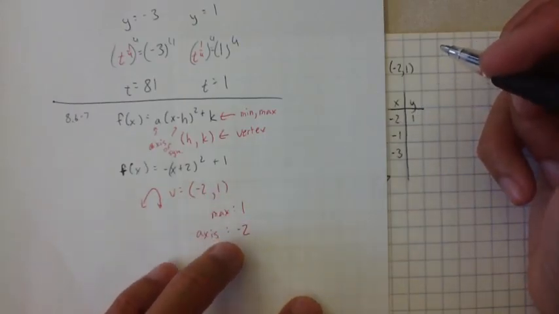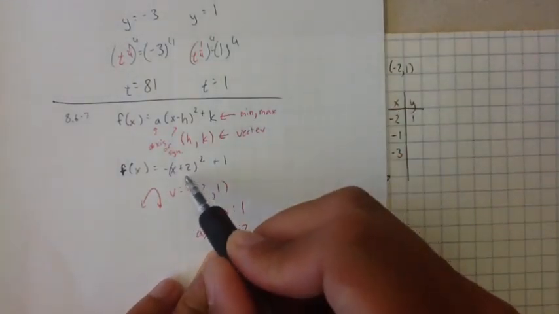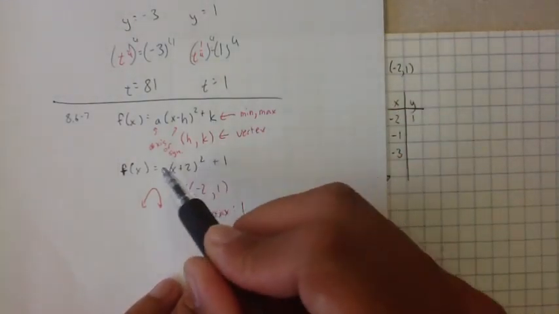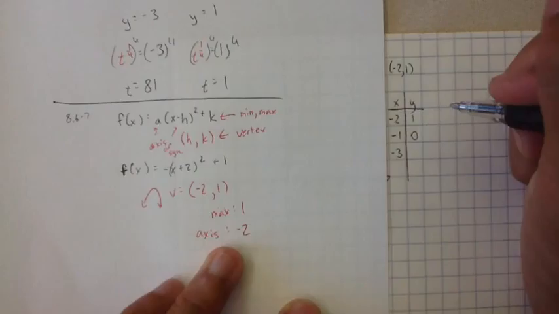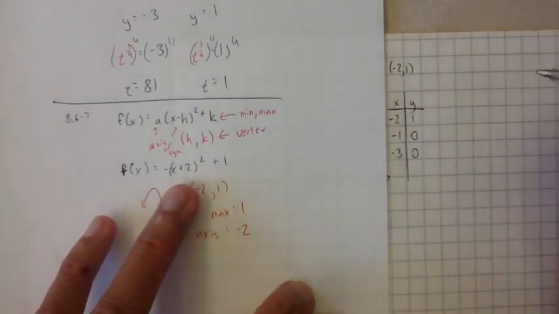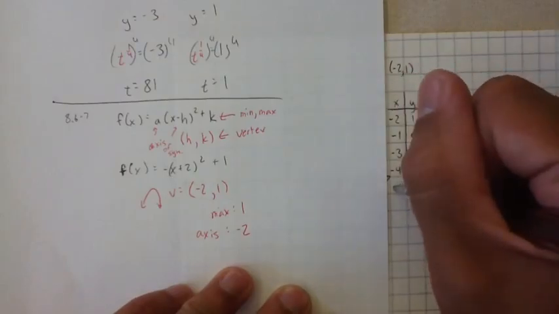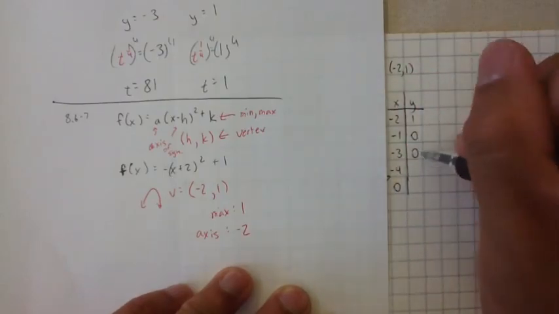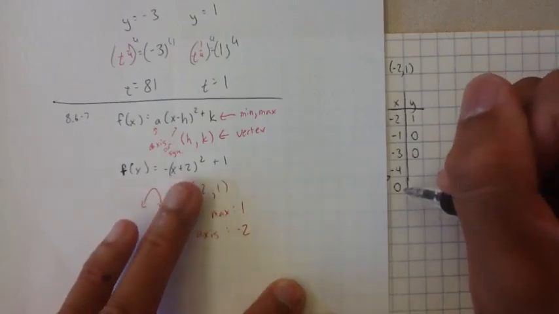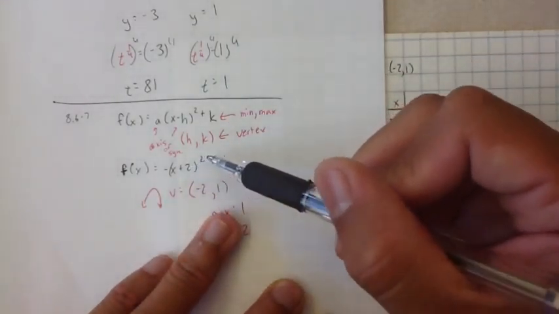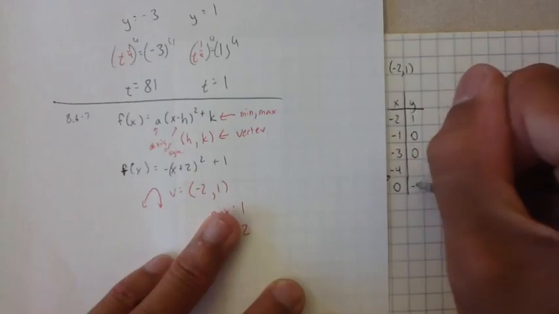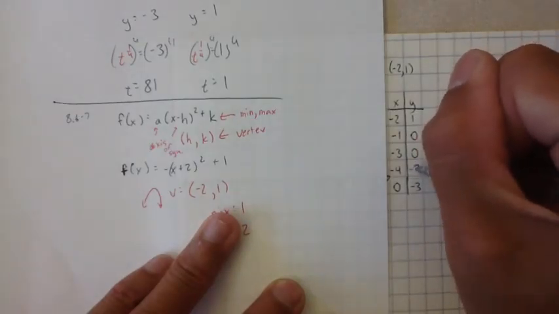If I plug a negative 1 in, I get negative 1 plus 2 is 1, squared is 1, negative 1 plus 1, I actually get a 0. Negative 3, I get the same thing, I get a 0. I'm going to go one more space, one to the left, one to the right, and these numbers should all come out to be the same. If I plug a 0 in, I get 0 plus 2 is 2, squared is 4, negative 4 plus 1 is negative 3, and I would get the same thing here.